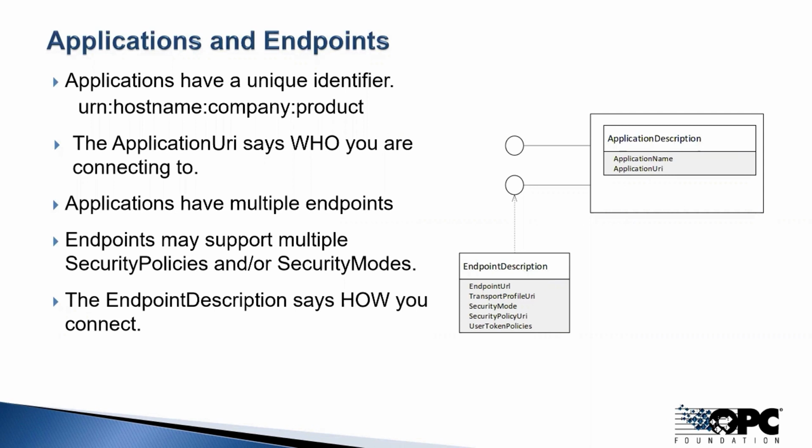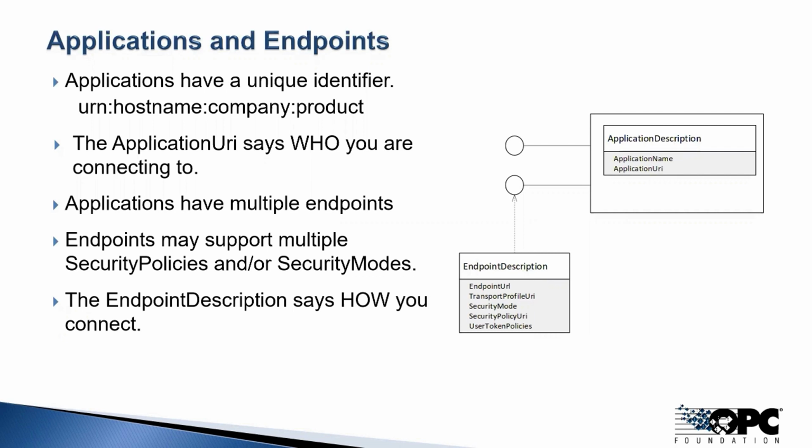Independent of the application and its identity, an application will have multiple ways to get to it. So each one of these ways to get to it is called an endpoint. And these endpoints could have different security protocols, whether you're coming in via TCP or via HTTPS, or have different security requirements, whether you're using signing or sign and encrypt. And also you could have different networks.